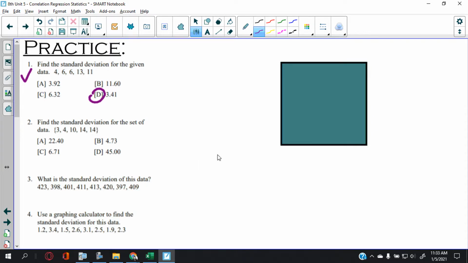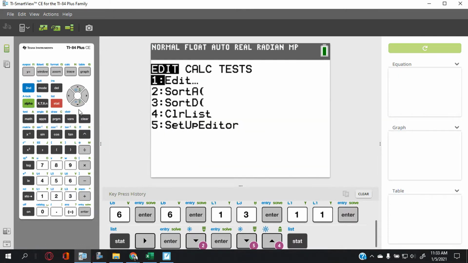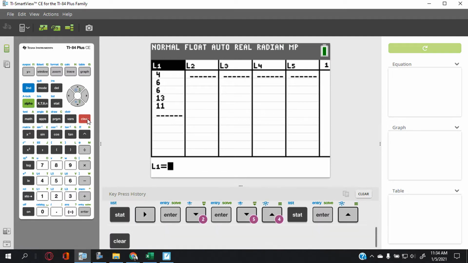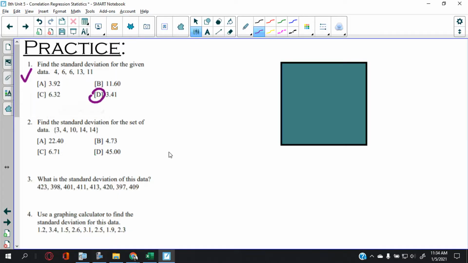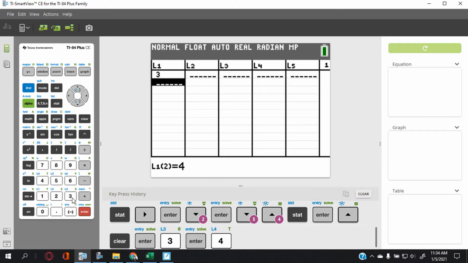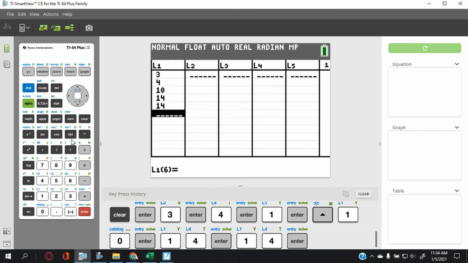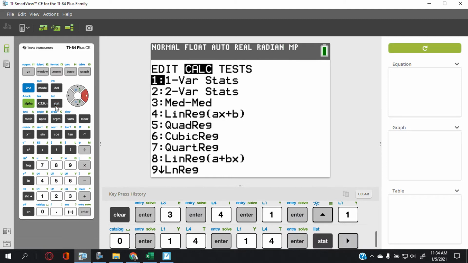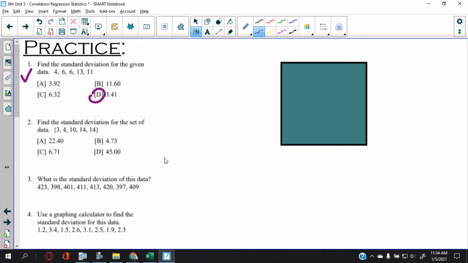Okay, let's do one more. Let's try this one: 3, 4, 10, 14, 14. Let's go to stat. Oh man, my computer is freezing up. All right, back in business. Let's edit the table by clearing it. Enter. The numbers are 3, 4, 10, 14, 14. Stat, one variable statistics, calculate, and it is about 4 points. Again, I'm looking right here, 4.73. There we go.